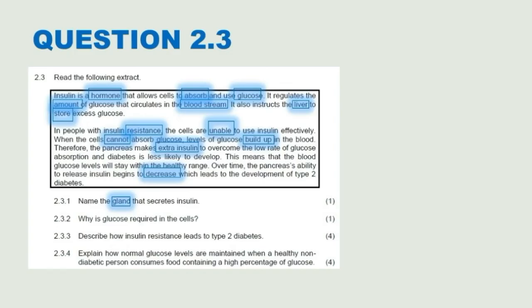So in question 2.3.1, they say name the gland that secretes the insulin. So the gland, not the cell, the gland.